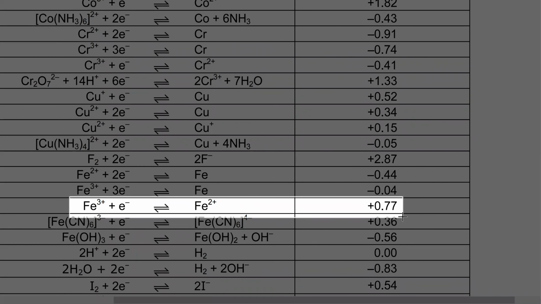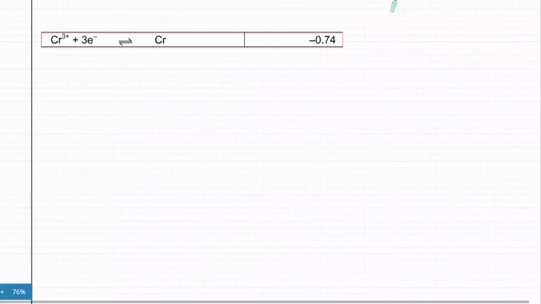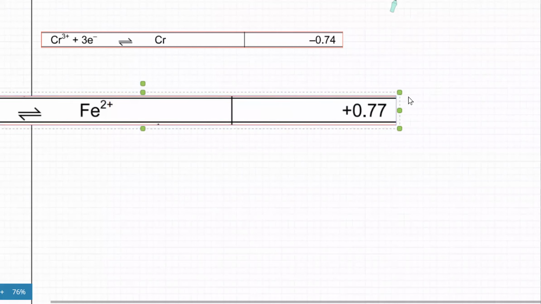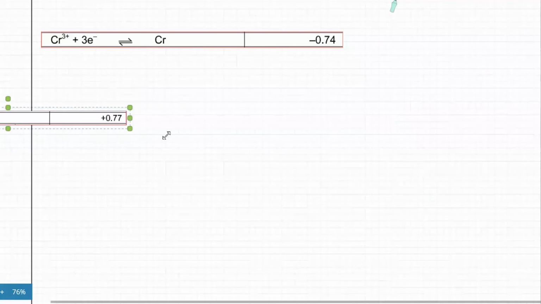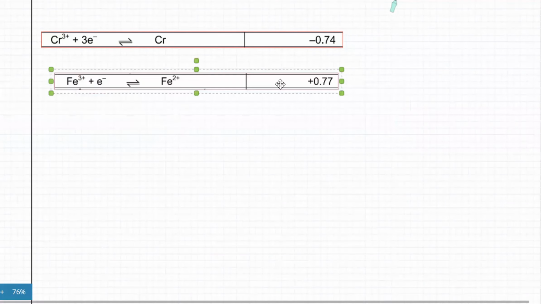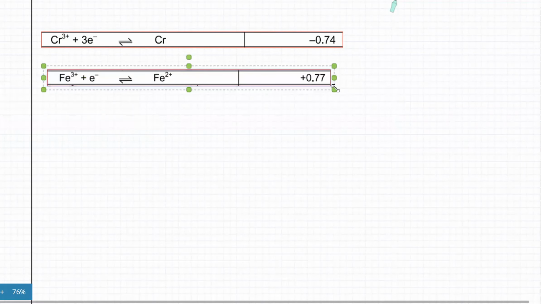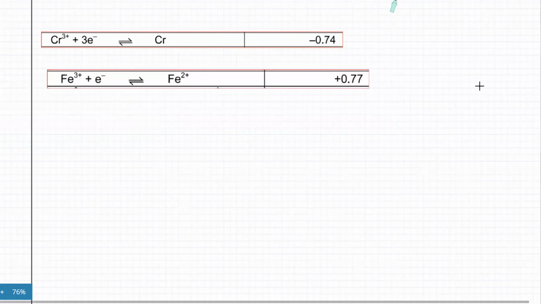So I can connect it with this electrode. Now again, always remember, it's a relative comparison. So this one is a higher potential, which means the higher E naught wants to gain electrons. So it's going to go in the forward direction.